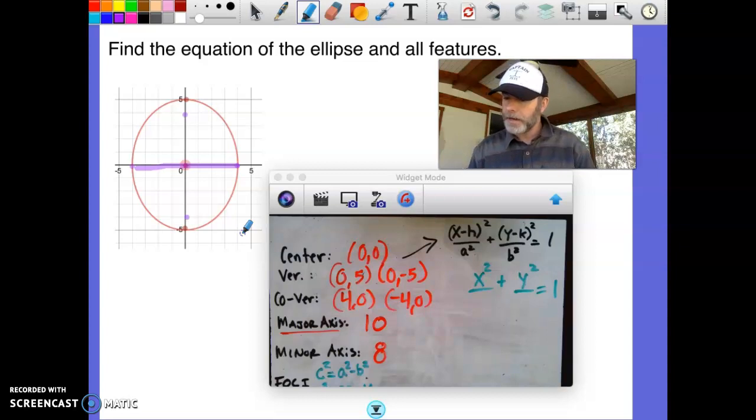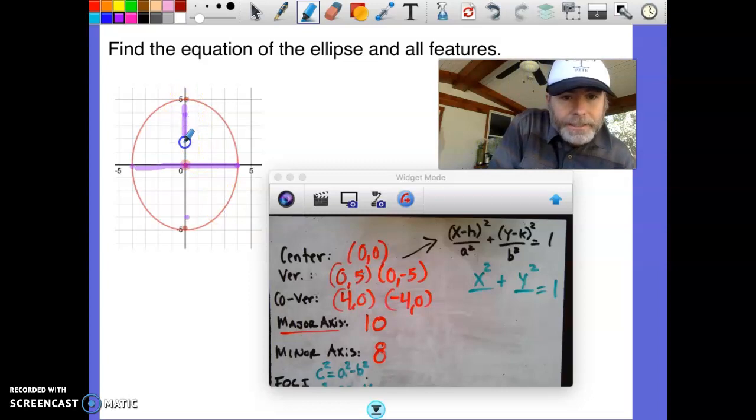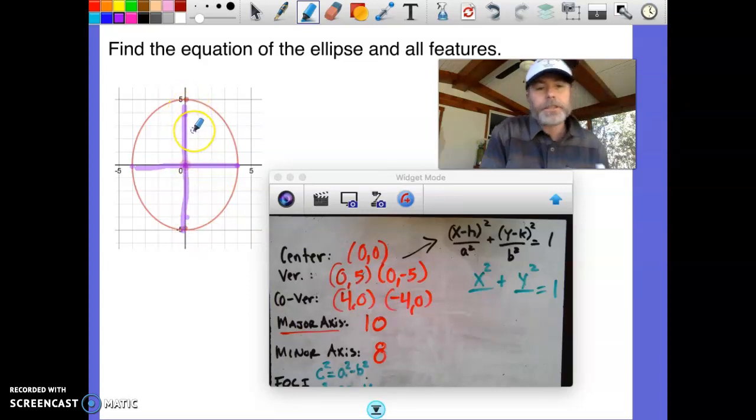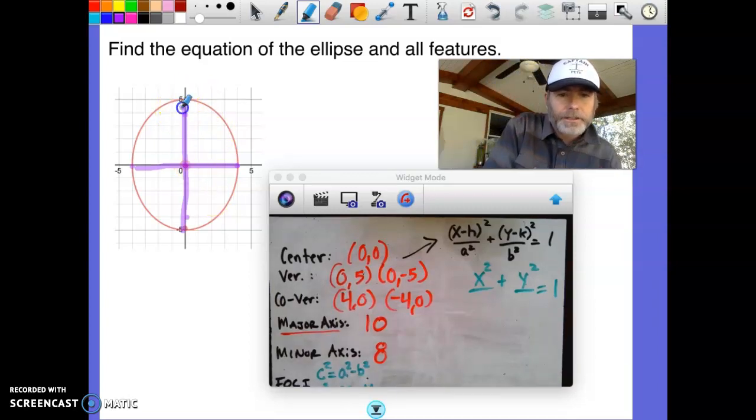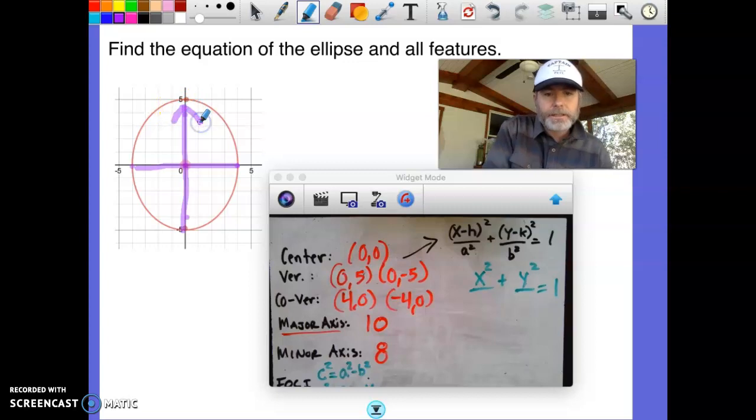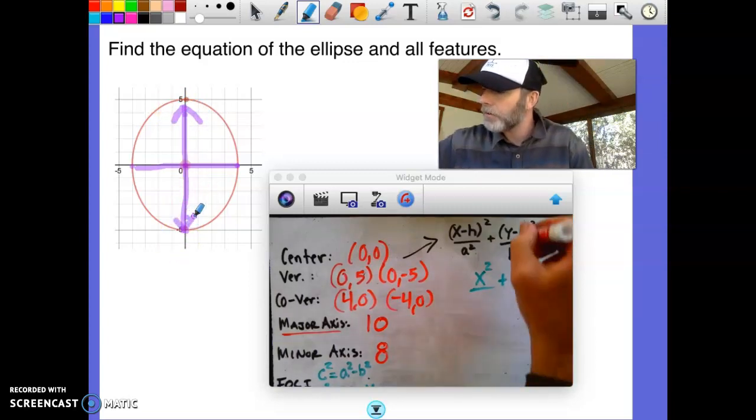The next thing we're going to do is find our major axis. Our major axis is right here. Remember, that was up 5 and down 5. So we're going to take that number 5 and square it. That's 25. And because our major axis runs in this direction, that 25 is going to go underneath the y, right underneath this one.